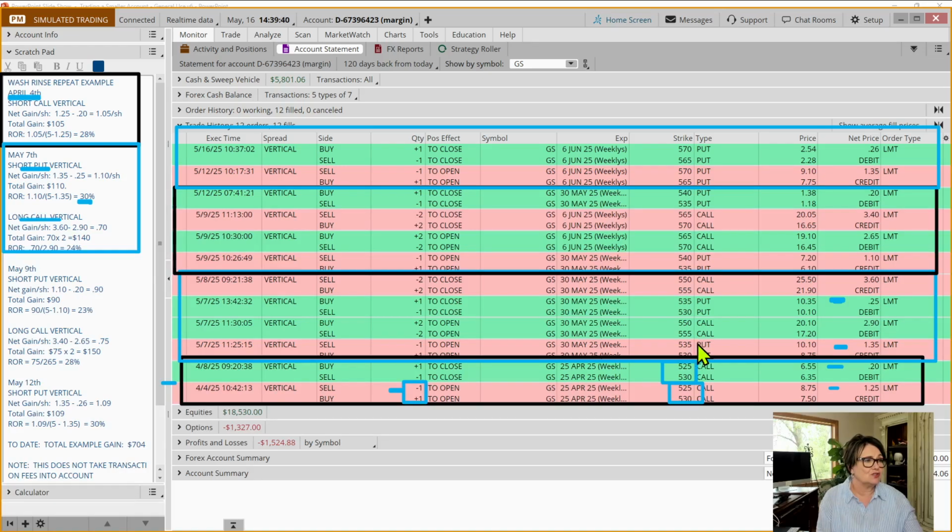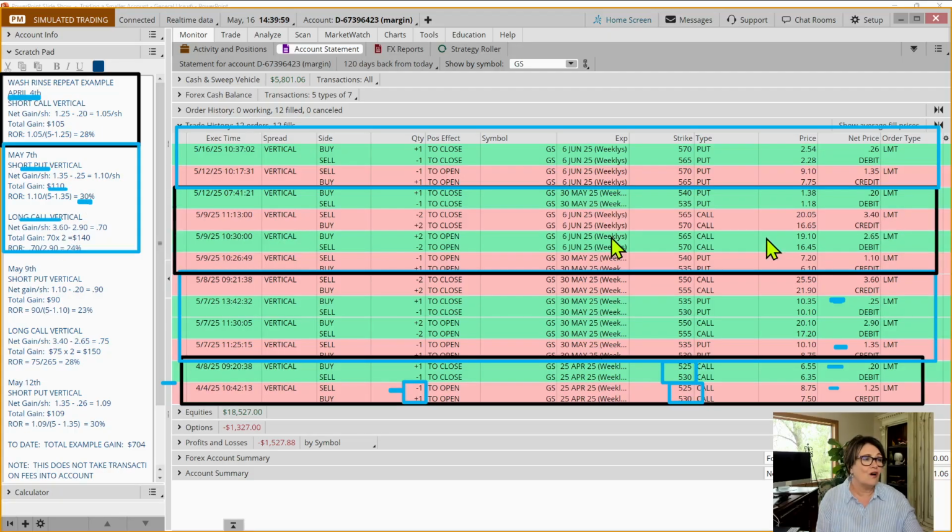And when we look at the short put vertical, it looks kind of similar to the short call vertical, doesn't it? We were paid $1.35 to get in. We bought it back for 25 cents. Total gain, $110. Our return on risk, 30%.